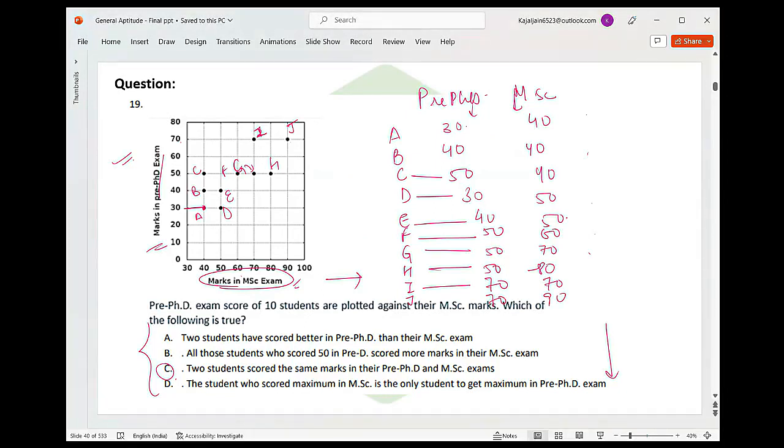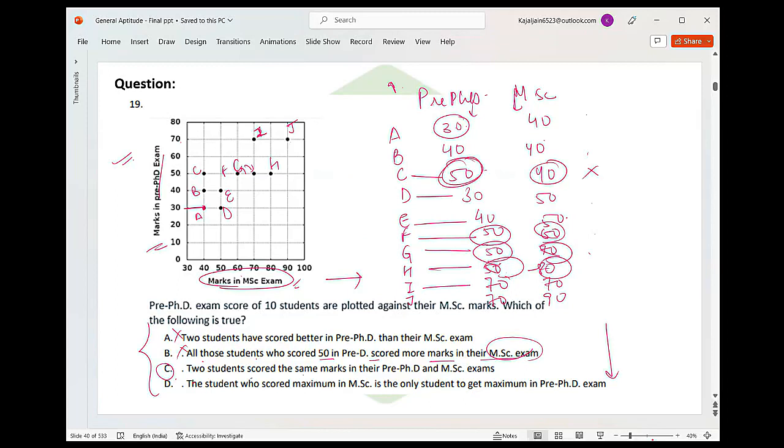First option, two students have scored better in the pre PhD than in their masters. Better in pre PhD means more in pre PhD. We have just one such student, so this one is incorrect. Then, all students who scored 15 in pre PhD scored more marks in the MSc. Some scored 50 and less, so B is incorrect.